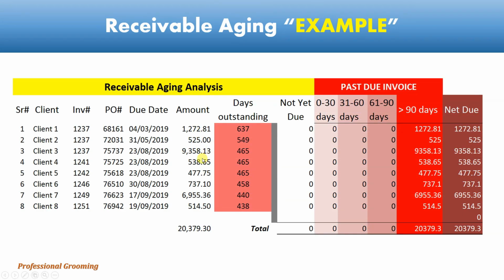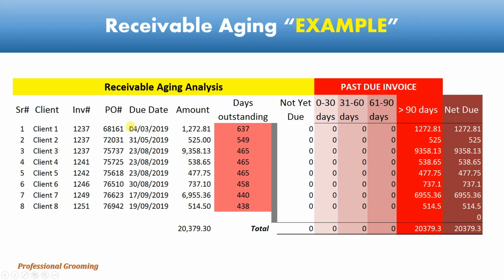Let's look at the receivable aging report for the tracking of payments. This is a receivable aging analysis report, with serial number, and client 1, 2, 3, 4, 5, whatever the client's name will come here. Invoice number, our invoice number which we have submitted to this client. The purchase order number of the client and the due date of the invoice.